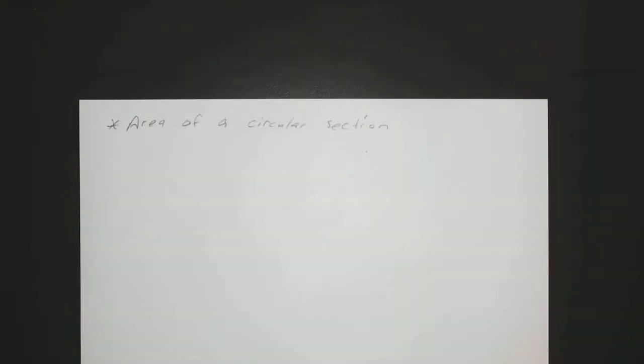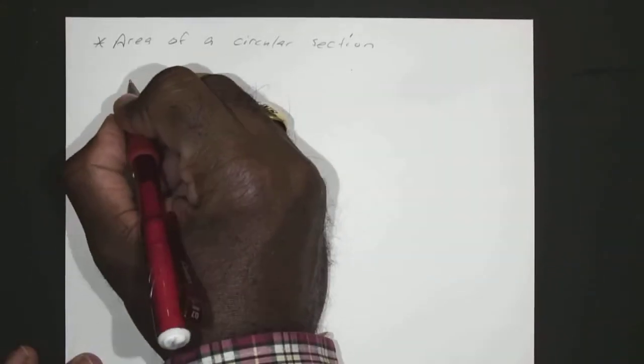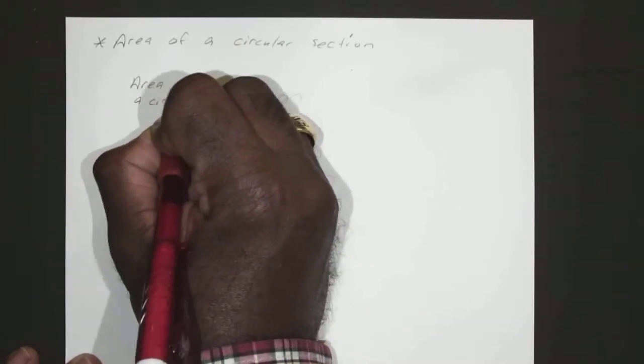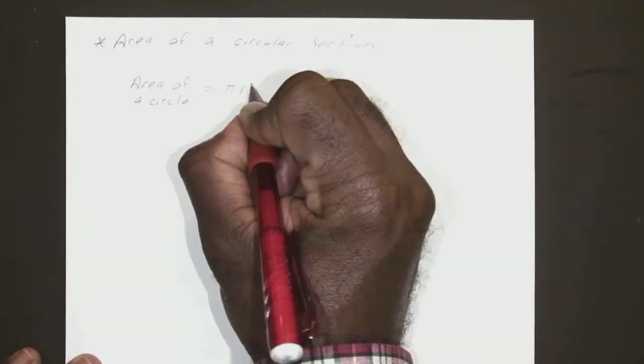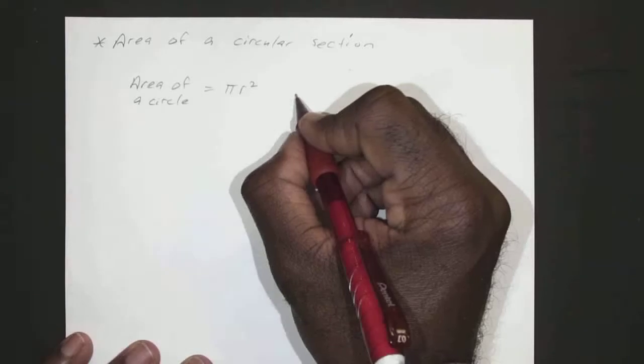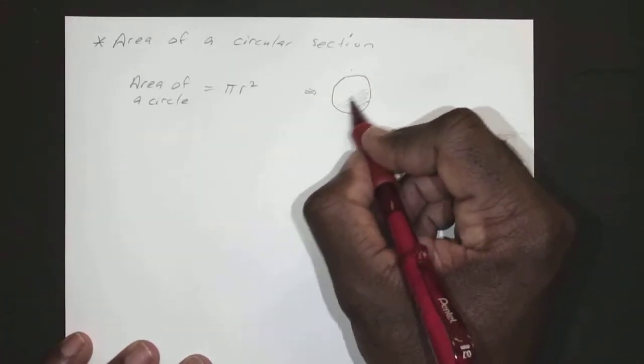Okay, so now we're going to look at the area of a circular section. We know the area of the entire circle is pi times the radius squared. That's if you have an entire circle and you want to know the area of the entire thing.